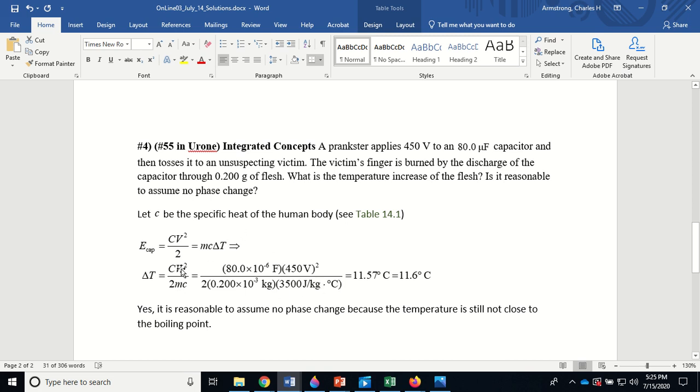So you would just solve for delta T, and your skin would increase by 11.6 degrees Celsius. It's reasonable to assume that they didn't vaporize your skin or even liquefy it, because you're not even close to the boiling point. You should only have a problem when you have to do this, not this part right here.